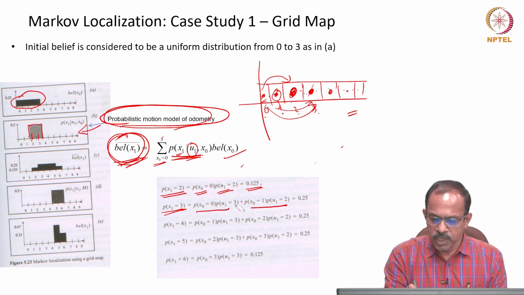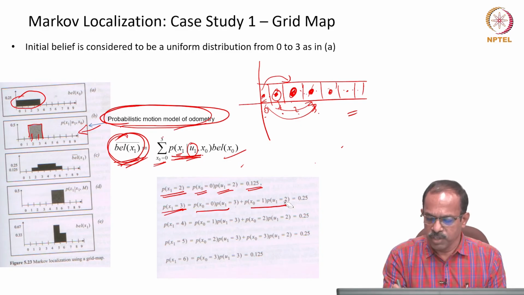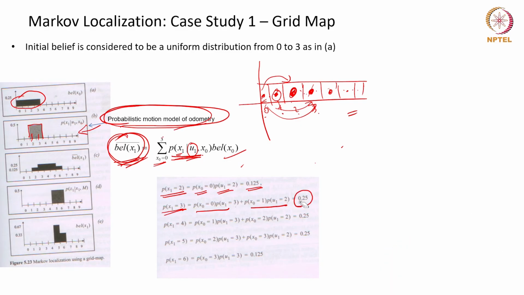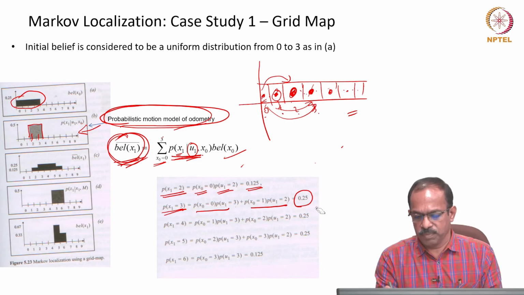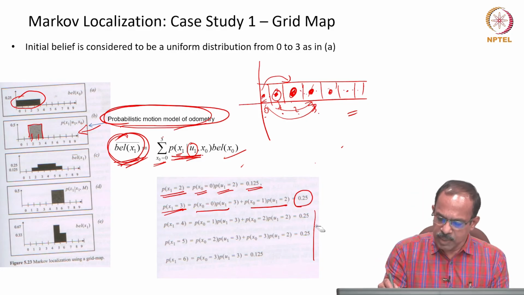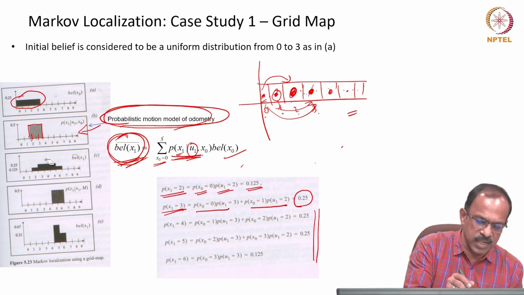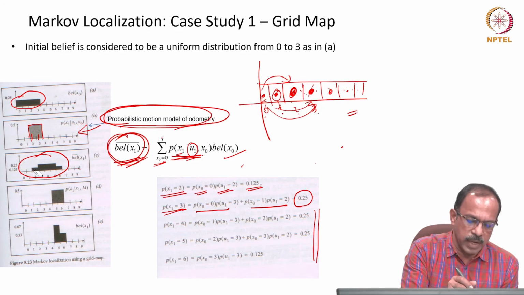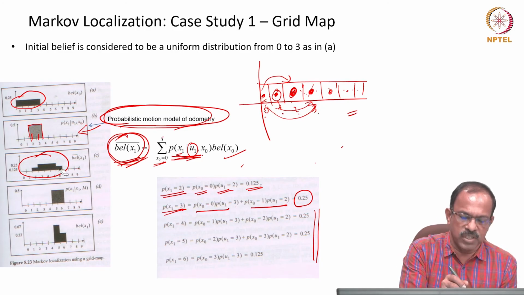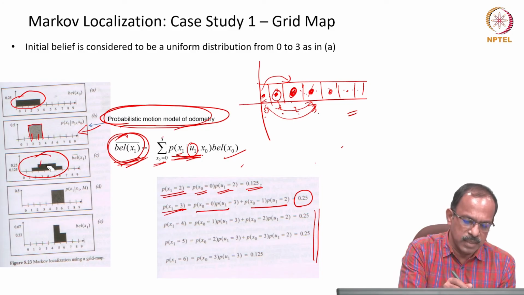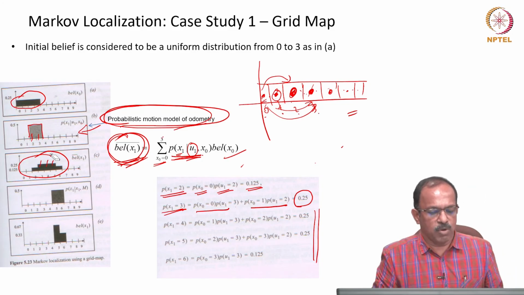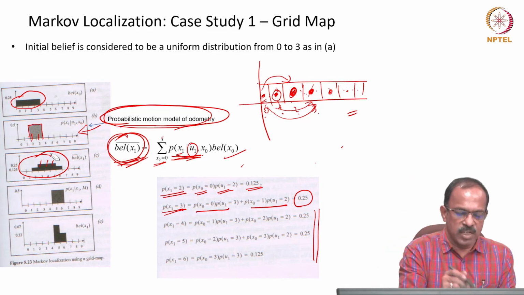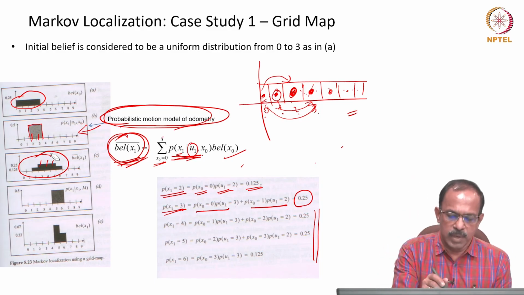x0 is equal to 0, u1 is equal to 3, plus x0 is equal to 1, u1 is equal to 2. So, the probability is 0.25. In the same way, you calculate all the probabilities and then you will see the distribution of probability. So, now belief x1, the prediction update, says that the robot could be in 2, 3, 4, 5 or 6, with a higher possibility that the robot could be at 3, 4 or 5. That probability is 0.25, others are 0.125. So, that is belief x1.